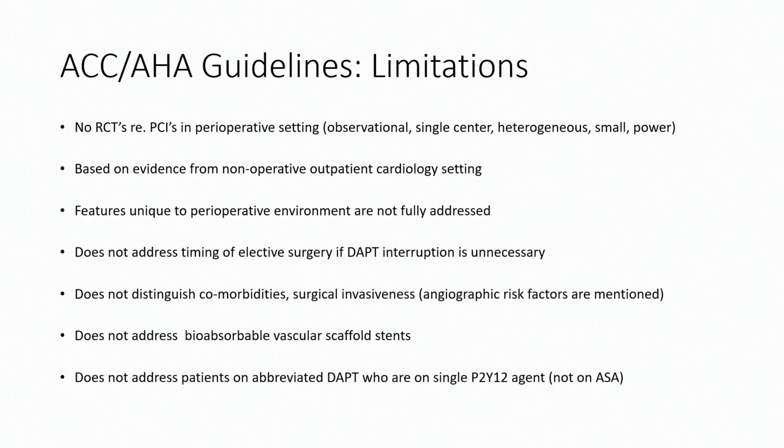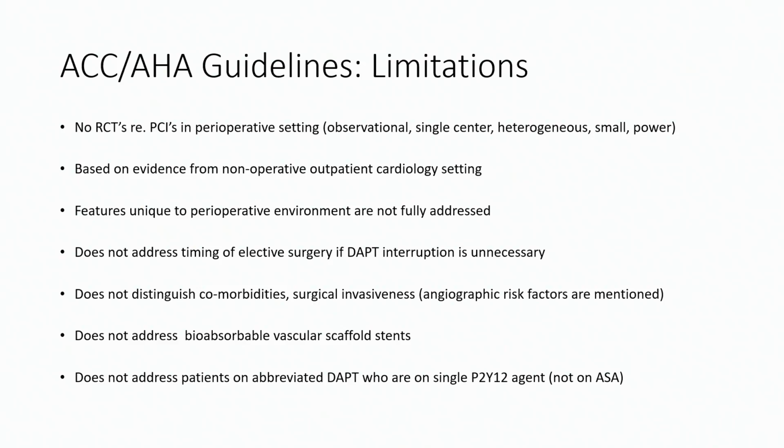So after going through all that, we need to understand that the ACC/AHA guidelines, although they are very helpful, do have some limitations. We already talked about that these guidelines are not based on any randomized controlled trials. There are no trials in the perioperative setting. Most of the studies that we are basing this on are observational. They're single center. They're usually in a heterogeneous patient population with all kinds of stents, first generation, second generation. And the patient population is small, and the studies are usually not adequately powered. And since they are based on evidence from the non-operative outpatient setting, features that are unique to us in the operating room have not been addressed.